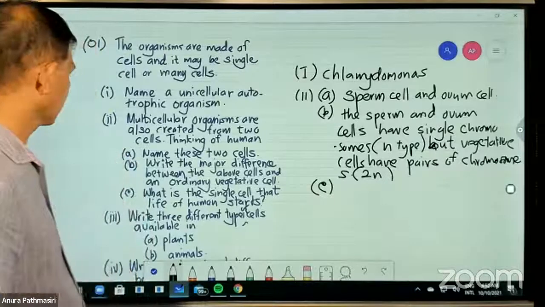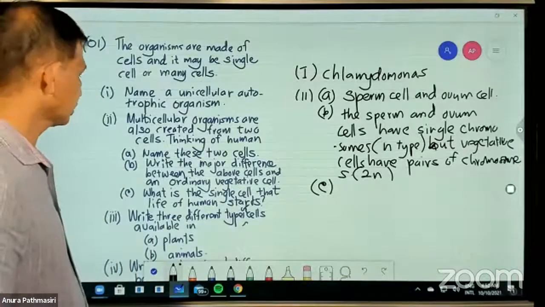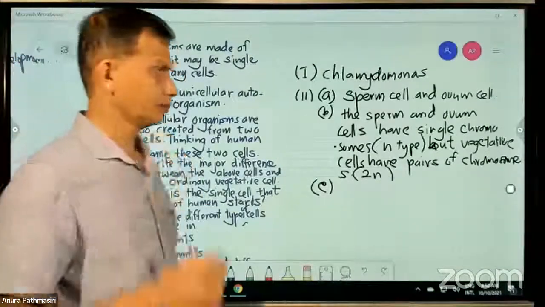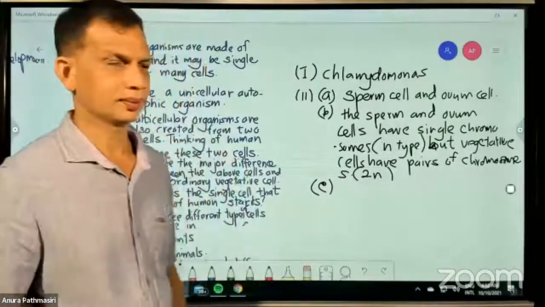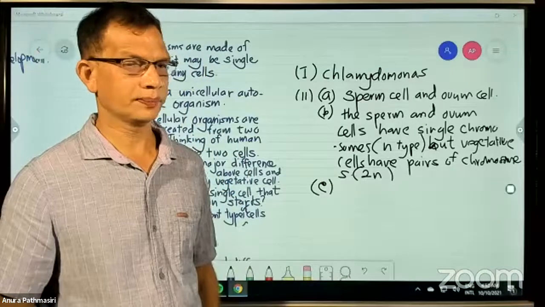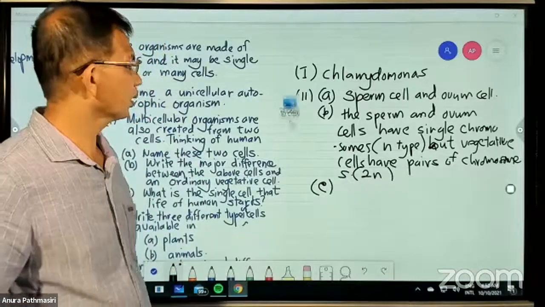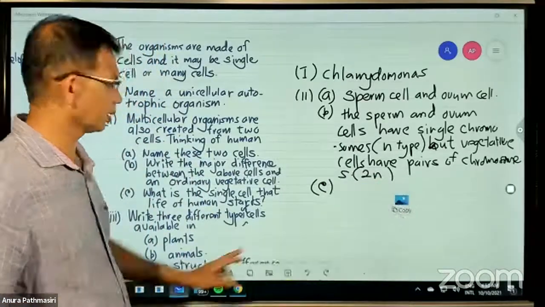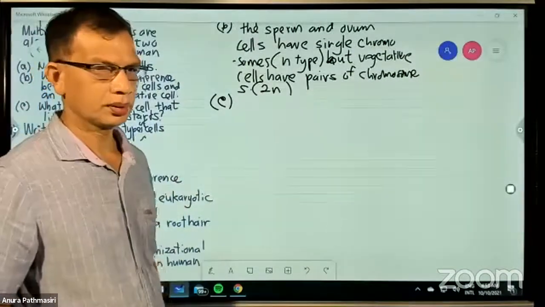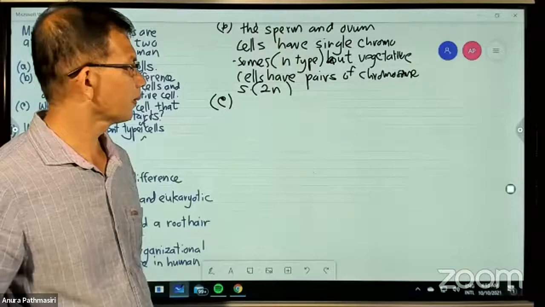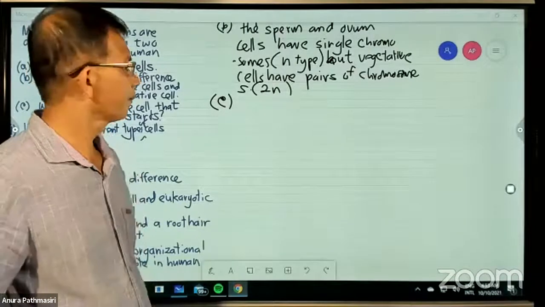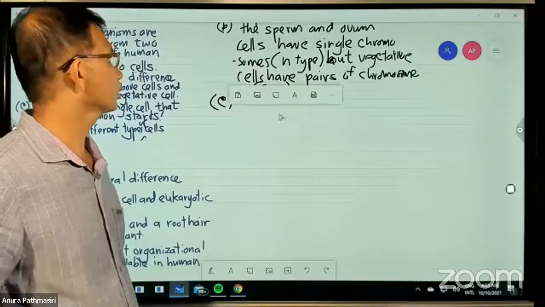Okay, see. What is the single cell that the life of a human starts with? It is the zygote. So you can have something like here. You can have a zygote.